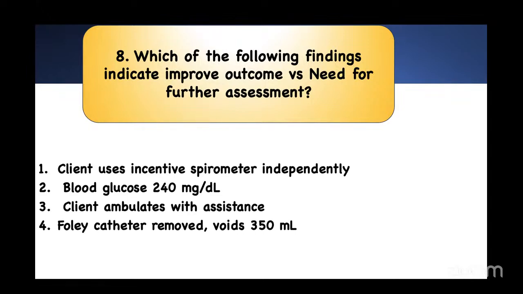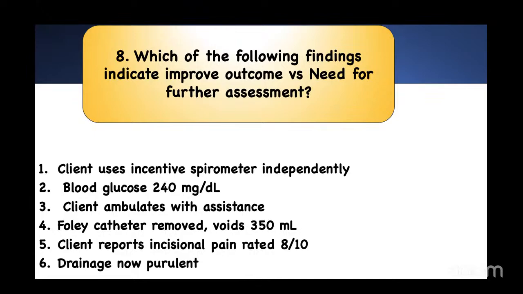He can ambulate now with just a little assistance, right? He still can ambulate. We removed the Foley catheter, and he was able to void 350. Is he doing okay? And then he reports incisional pain now 8 out of 10, and there's drainage from the drain. Initially, it was what, 20? Now we are pouring out drainage. Which one needs further assessment and which one shows improvement?